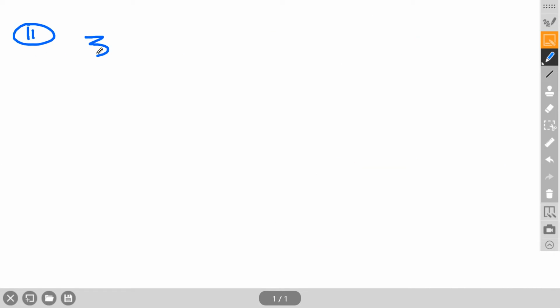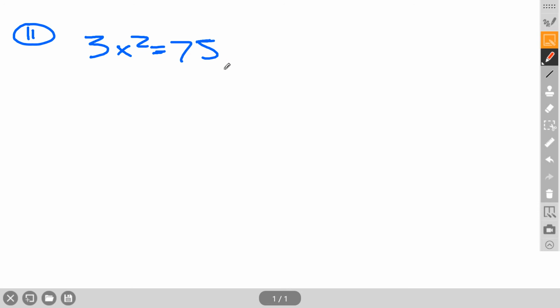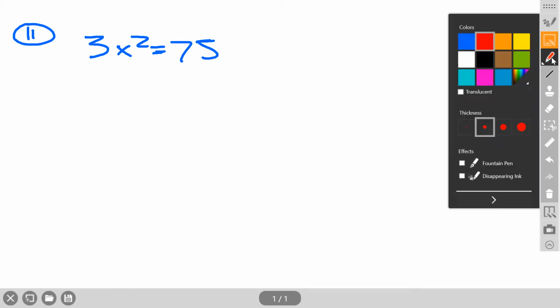Number 11, 3x squared equals 75. This one says to solve by factoring, but there's no reason to do that. Let's just solve this by square root method. Yeah, I guess it can be solved by factoring. But if you come across a problem like this, it's much easier to solve it by square root method. But I will go ahead and solve it by factoring.